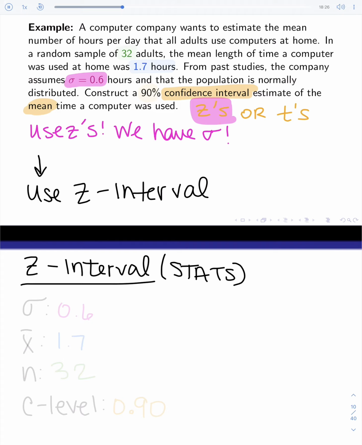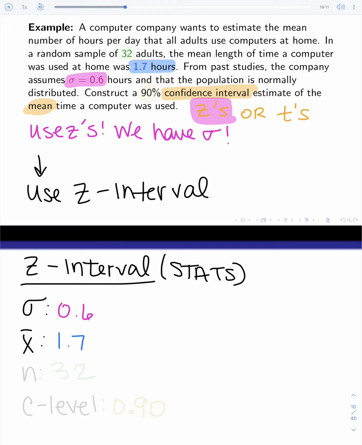And let's see what they asked for. They're going to first ask for the sample mean. That's not your sample mean. They're actually going to ask for your population standard deviation. They ask for sigma first, which we already have from our problem is that 0.6. Next, they ask you for your sample mean, your X bar, which is going to be, according to the problem, they told us that the mean length of time for your sample of 32 adults was 1.7, so your sample mean is 1.7.